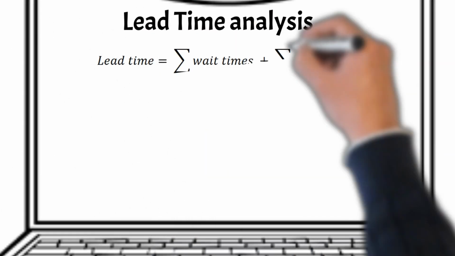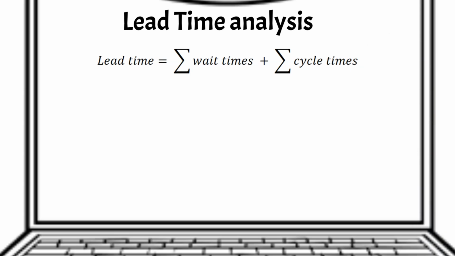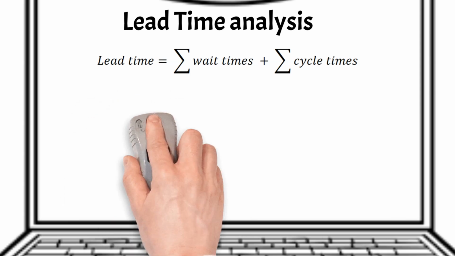Lead time is the total of both value-added and non-value-added activities. Here's the lead time formula. Lead time is equal to the sum of all wait times plus the sum of all cycle times. Cycle time is the time from the beginning of the process to the end.